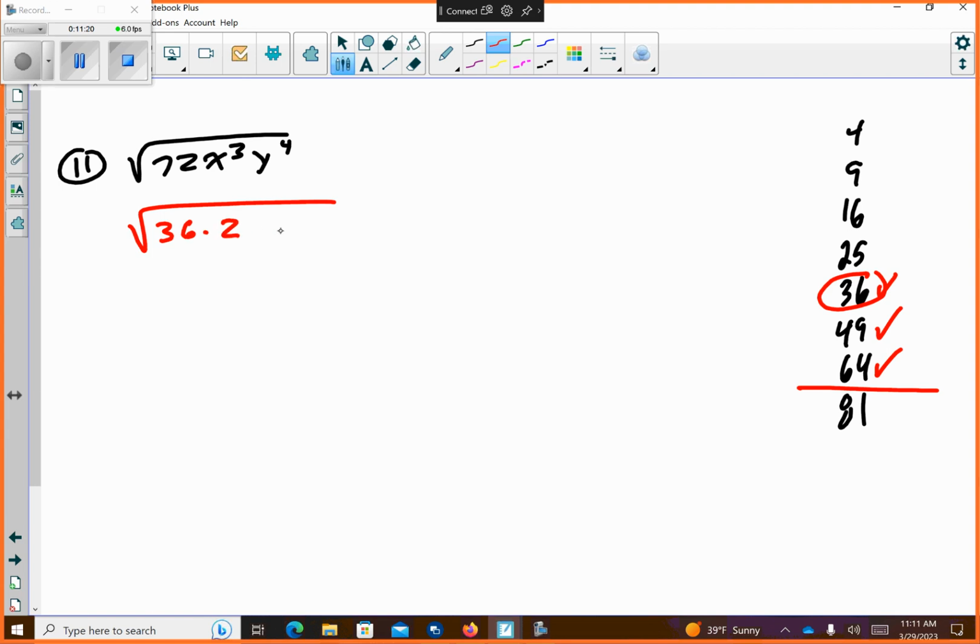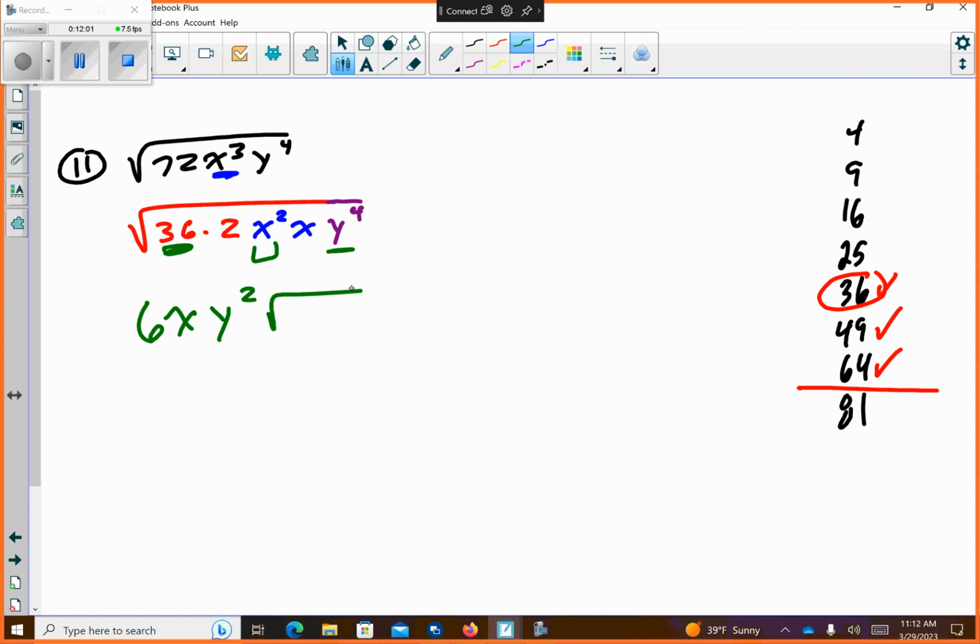So I know this. How can I make x to the third have a perfect square? Split it up, yeah. So one part's going to be x squared, and the other part's going to be x. And then y to the fourth is a perfect square. Okay, so square root of 36, 6. Square root of x squared, just x, because 2 goes into 2 one time. Square root of y to the fourth, y to the second, because 2 goes into 4 twice.